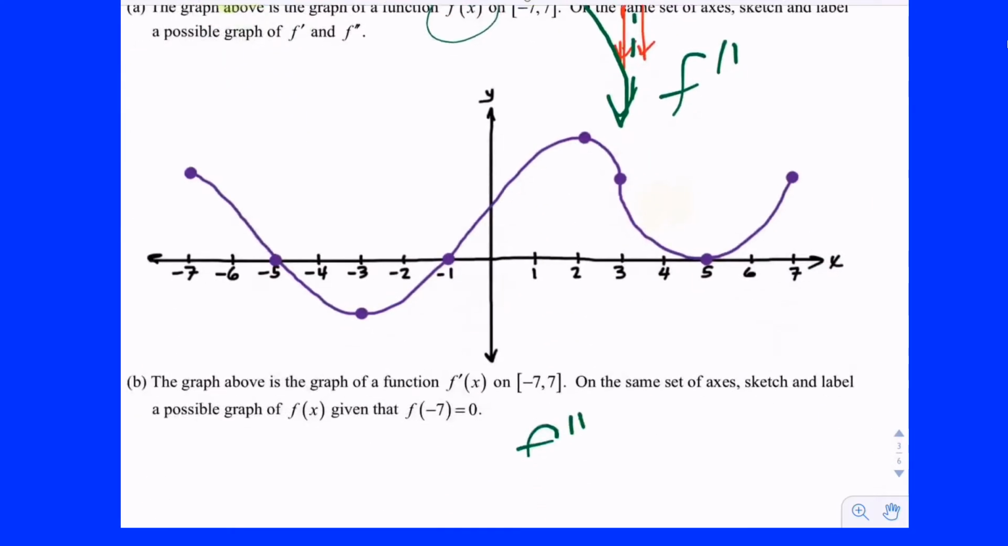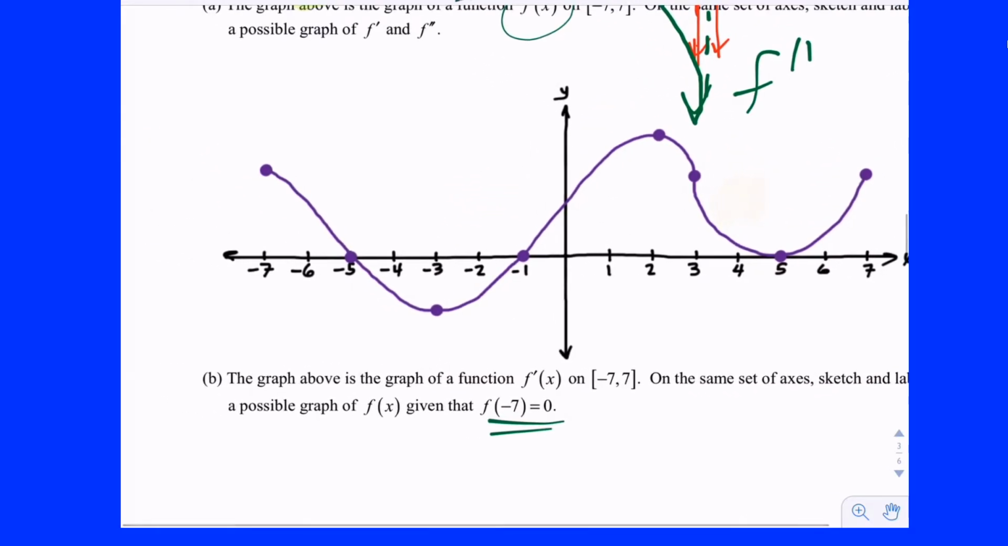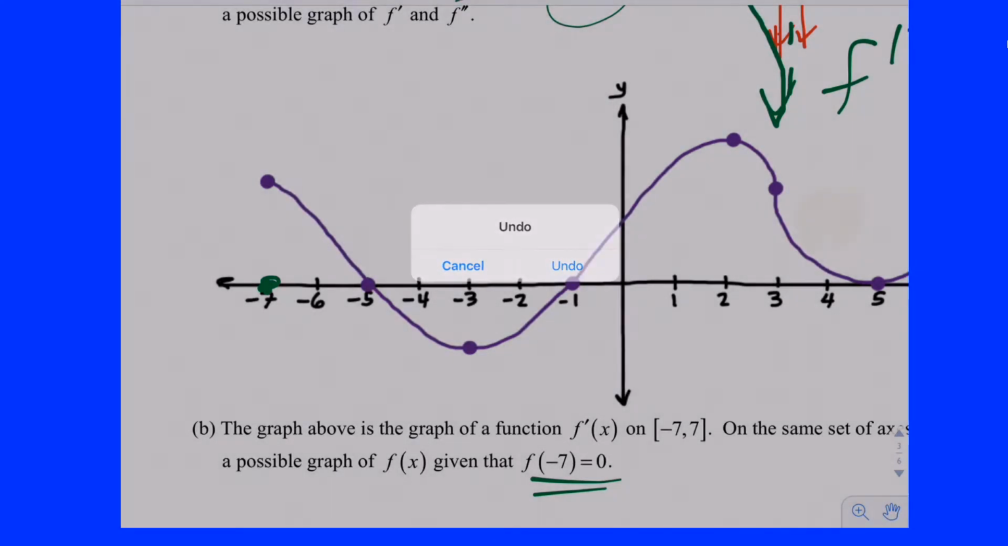So let's just assume that this now is the graph of f prime, and we're going to go backwards one and sketch f. Now, we're going to be given an arbitrary starting value. In this case, f of -7 is 0. So we're going to start on the x-axis on the far left. Now we have to look at these y values in purple, or eggplant, as the slopes of the graph we're trying to sketch.